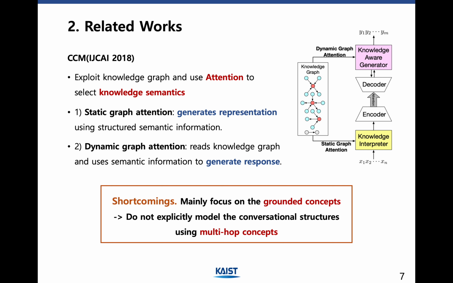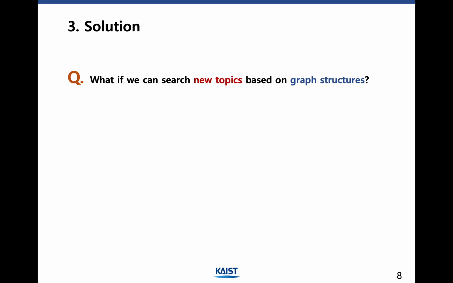CCM exploits a knowledge graph and uses attention to select knowledge semantics. It is composed of two attention mechanisms which use semantic information to generate representations and responses. These models mainly focus on the grounded concepts, and most of the models are for specific tasks, not appropriate to open domain dialogue generation. They do not explicitly model the conversation structures using multi-hop concepts. ConceptFlow overcomes such shortcomings through implementing multi-hop concepts on a knowledge graph-based dialogue generation model.